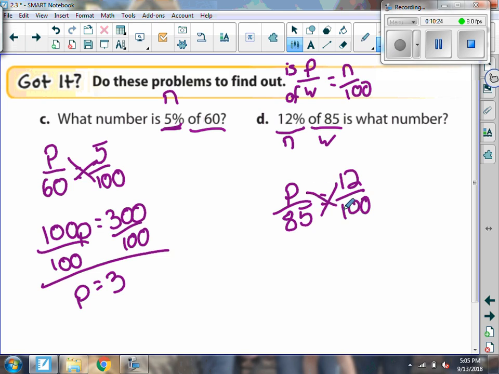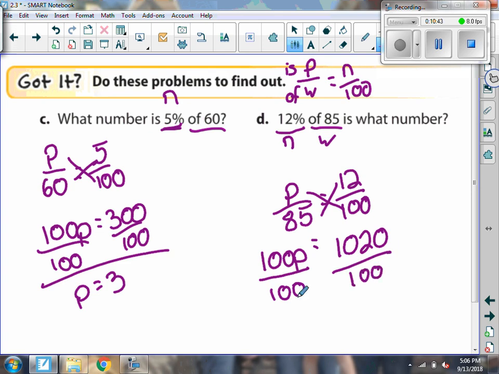So I cross multiply. I get 100p is equal to, we have to multiply 85 times 12, and we get 1,020. So I'm going to divide both sides by 100. And my part is going to equal 10.2.